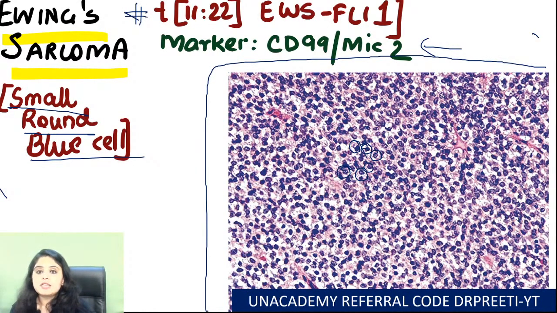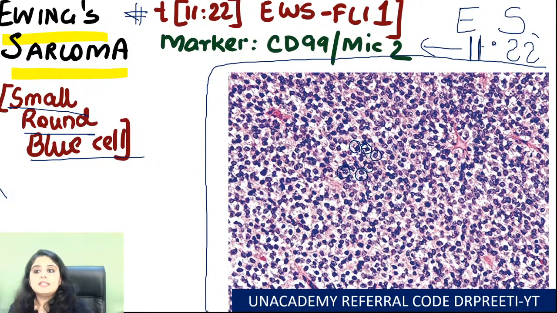Theory session we'll be conducting obviously separately on Unacademy, where we'll do all the theory points and make summary tables of all bone tumors. Today's session is only for images. But still, Ewing's sarcoma, 11;22 translocation. Always remember Ewing's sarcoma: E for 11 and S you turn, so 22. Ewing's is 11;22, which is the EWS-FLI1 fusion.